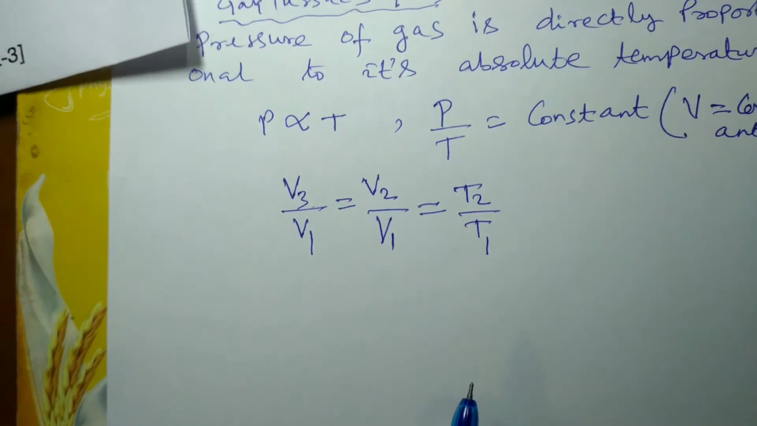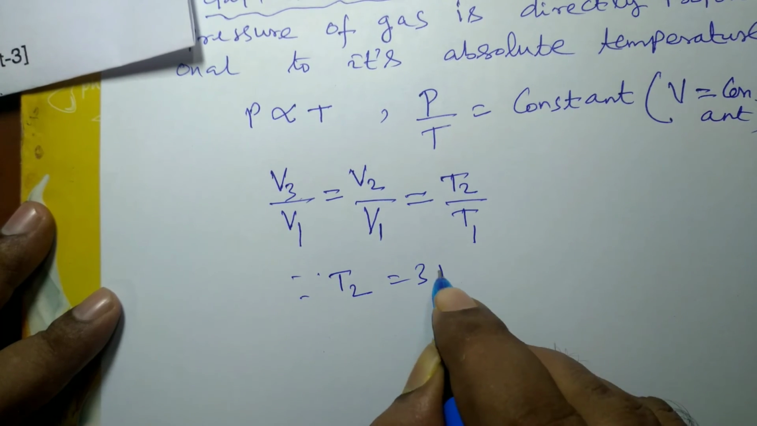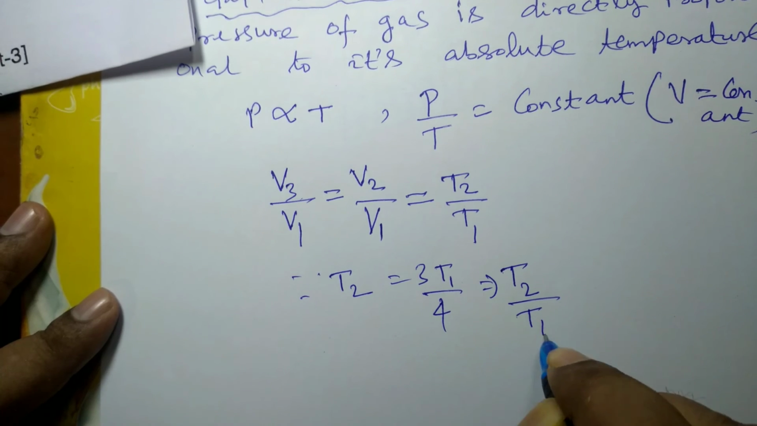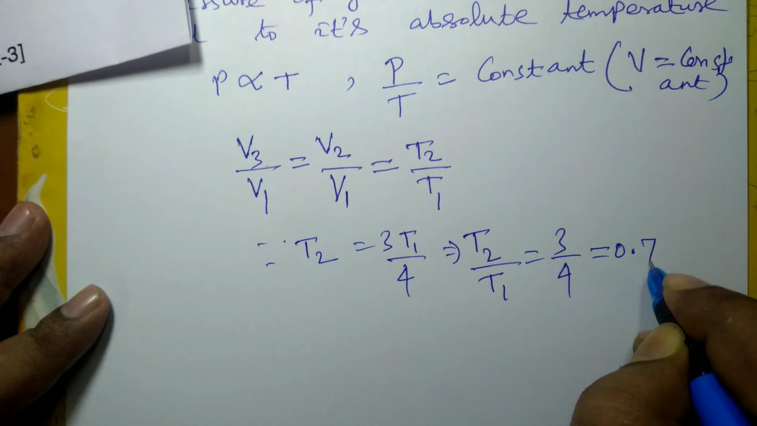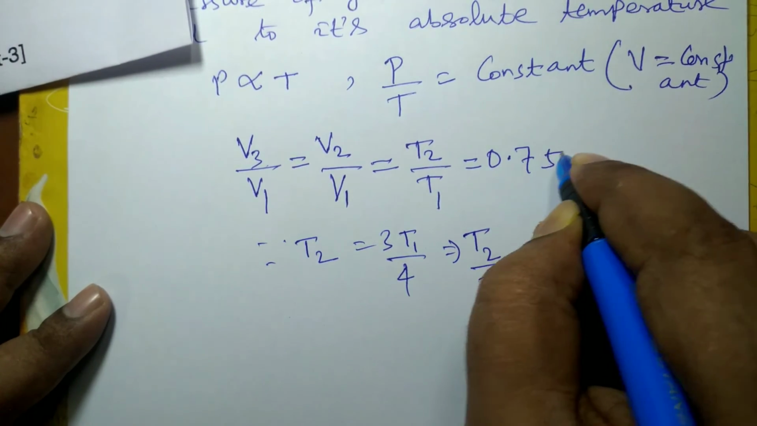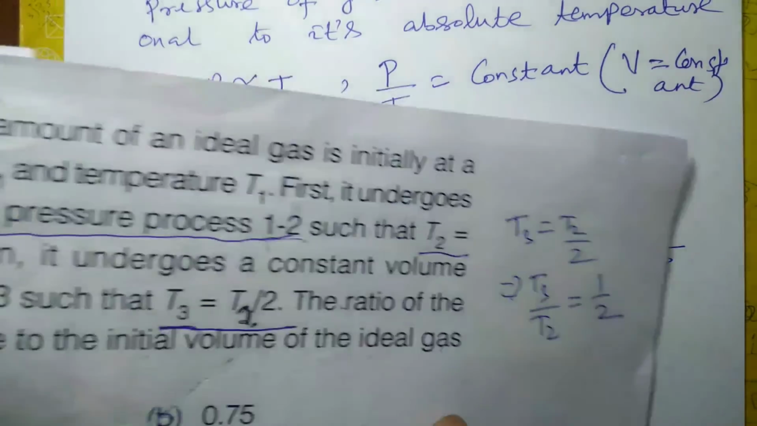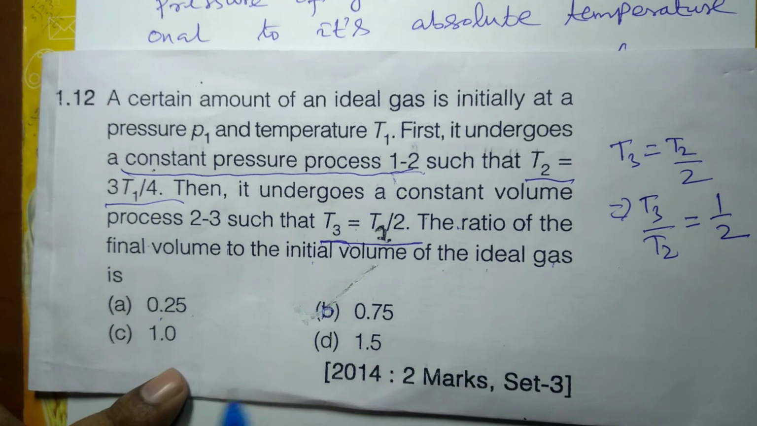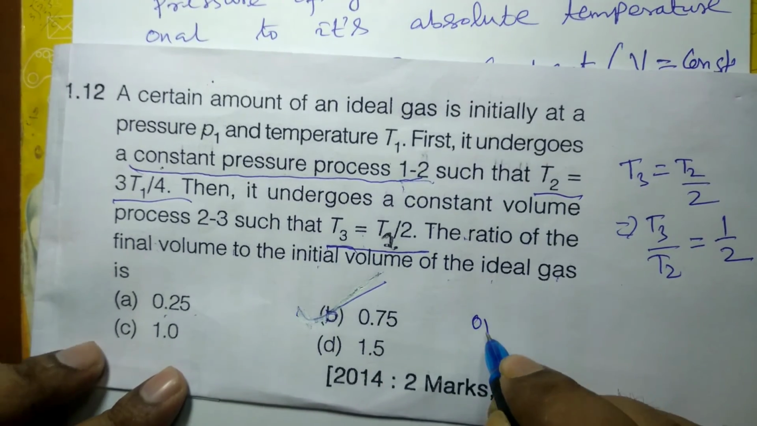I can find out T2 by T1. Since T2 is equal to 3 T1 by 4, T2 by T1 is equal to 3 by 4, that is 0.75. From the given options, option B is 0.75; the options are 0.25, 0.75, 1 and 1.5. So the correct option is option B.